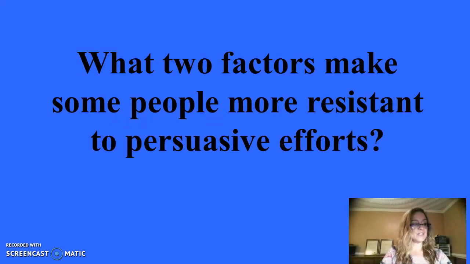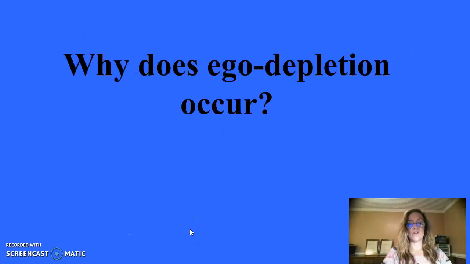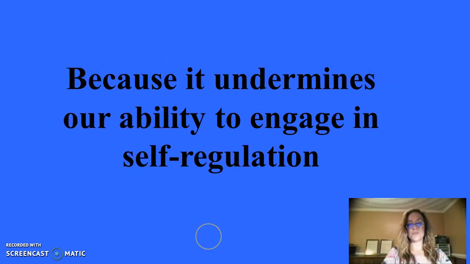Resisting persuasion attempts for 400. What two factors make some people more resistant to persuasive efforts? What is engagement in conscious counter-arguing and bolstering one's initial attitude position? Okay, and the final item in this category for 500. Why does ego depletion occur? What is, because it undermines our ability to engage in self-regulation.